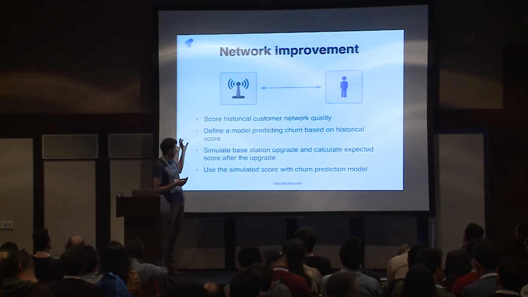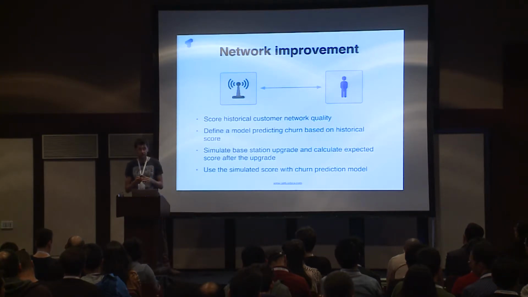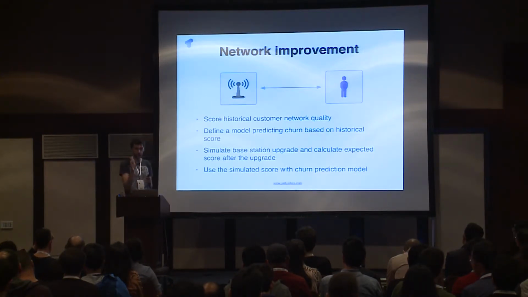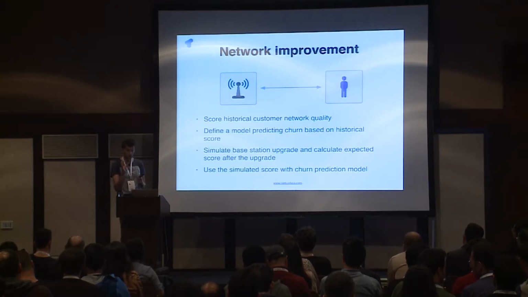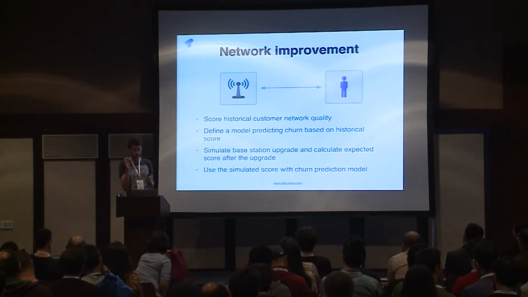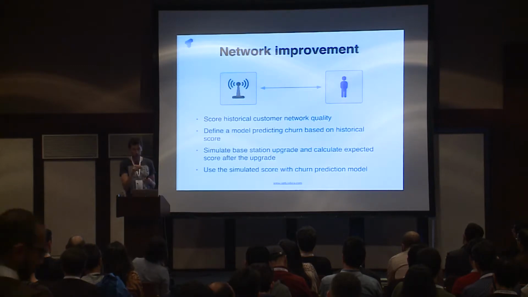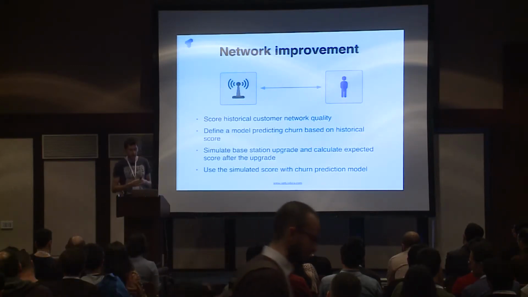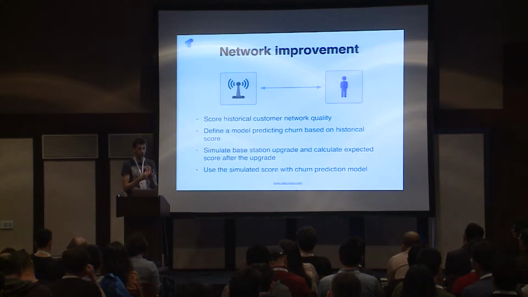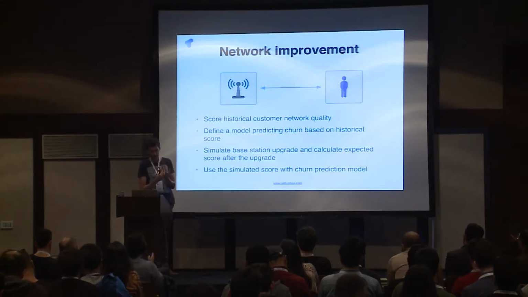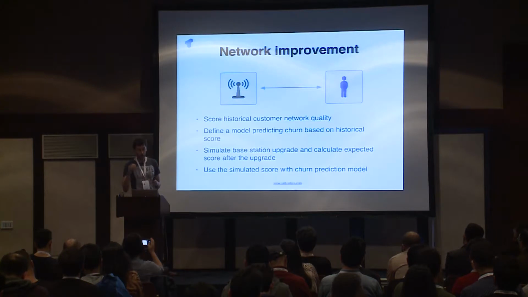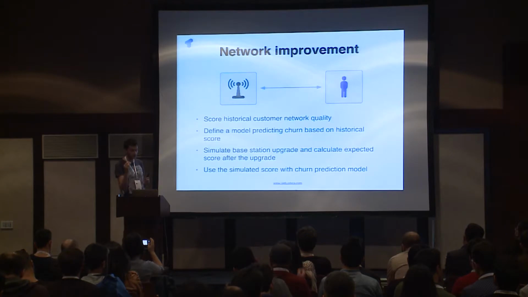First of all, what you need to do is you need to analyze the historical probes from the network, so you understand how the network behaved in the past for each customer, and you come up with a score for each customer, so you understand how good was the network for this or that customer. And then you could use this score in order to come up with churn prediction model, so you understand how the customer experience with the network affects the churn probability.